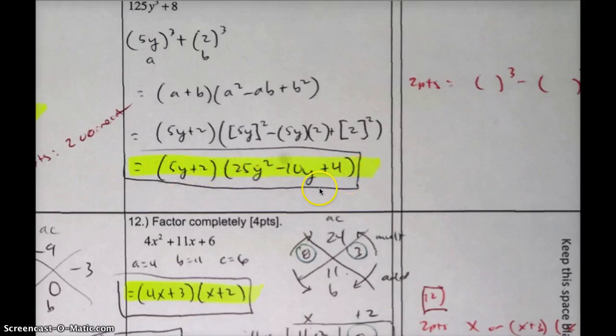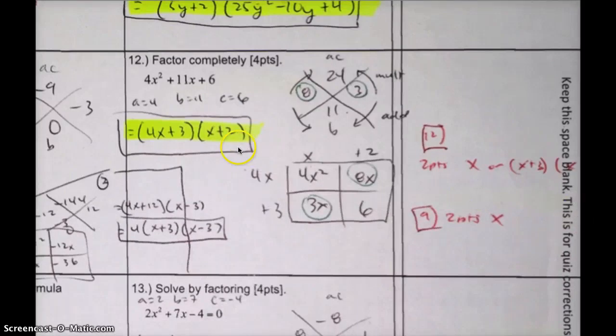I actually saw a lot of students just put the coefficients, or just the numbers. So for example, I saw some students write like 5 plus 2, 25 minus 10 plus 4. I gave students 3 points out of 4 because they forgot to recognize that your A value is a y. So you should actually have some variables in there.